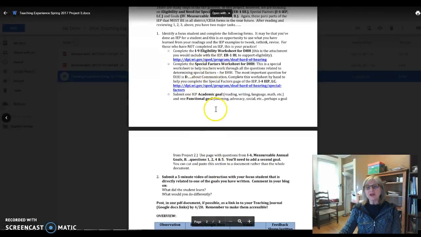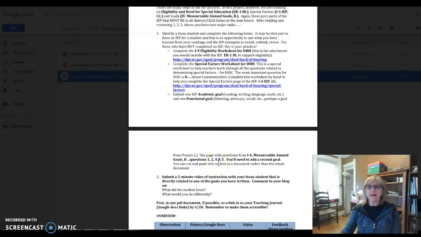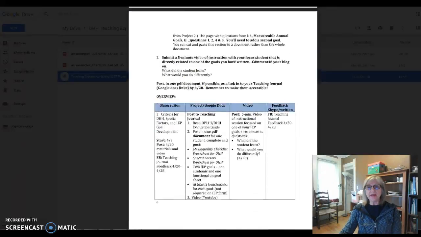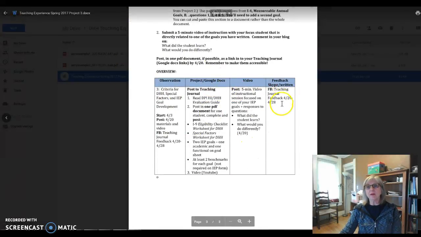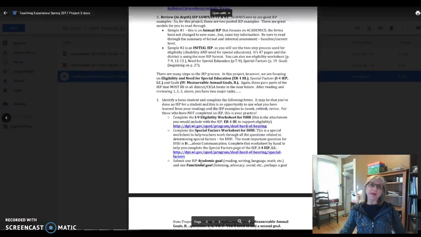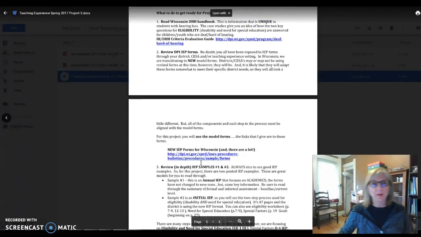So there are essentially three sheets, three parts of the IEP that you're submitting. And then you'll do a 5-minute video of instruction with your focus students related to one of the goals. It could be the academic goal or the functional goal. And on your blog, talk about what the student learned and what you would do differently. So that's basically the project, and this is an overview. Again, we will be giving feedback via the teaching journal, and then would like to also set up a Skype. Hopefully this helps explain a little bit more about this project.